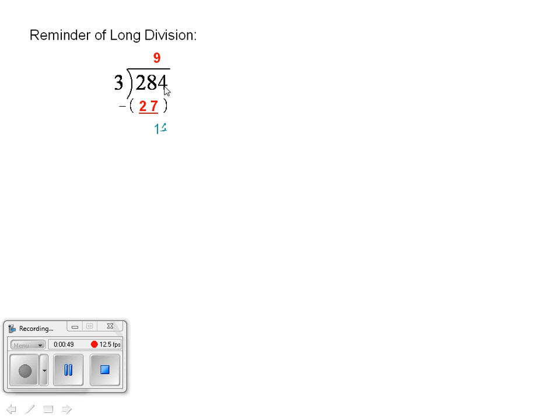I now bring down the next number, 4, and I make this 14, and I say 3 goes into 14 4 times. 4 times 3 is 12, and again I subtract down. 3 does not go into 2, and there's no other numbers to bring down, so 2 is my remainder. And I said the answer is 94 and 2/3.